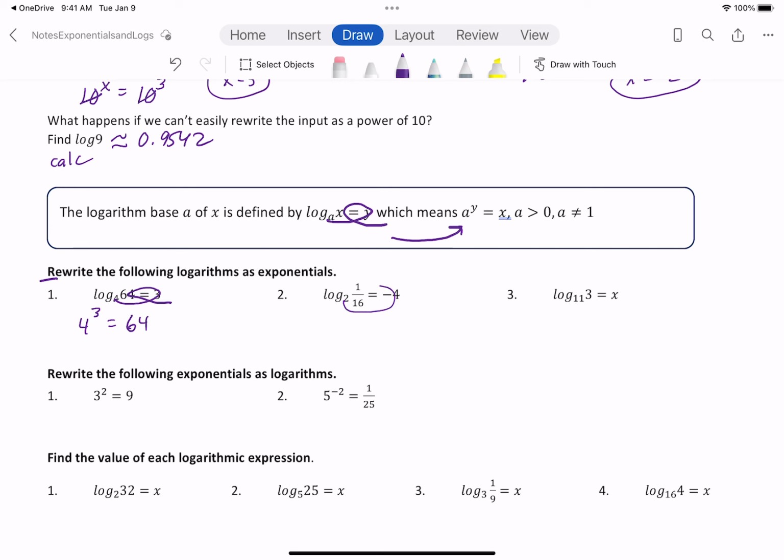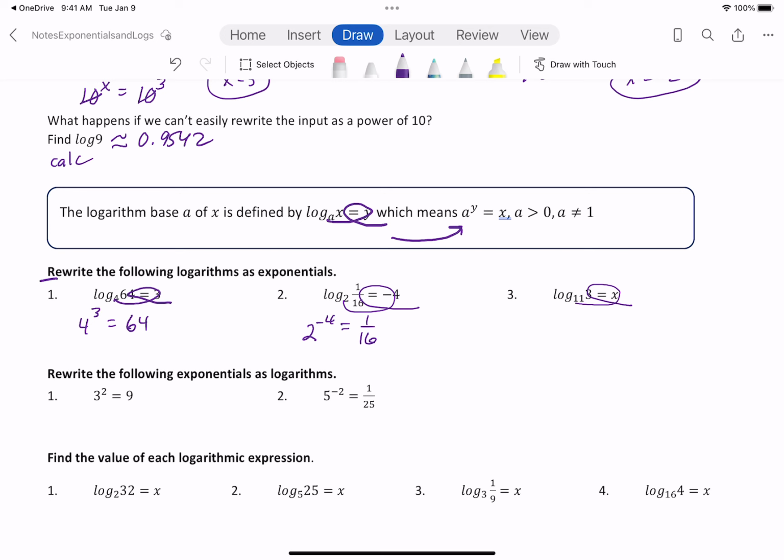Same idea for number 2. I have a base of 2. We're going to raise it to the power of negative 4 and it equals 1 over 16. And again, this is a true statement. 2 to the negative 4, we would have to take the reciprocal, which would be 1 over 2 to the 4th, which is 1 over 16.